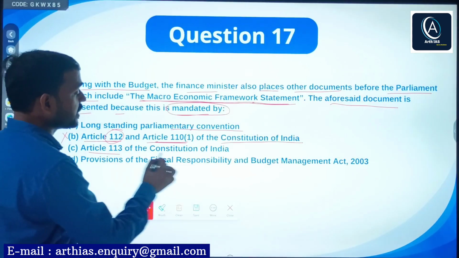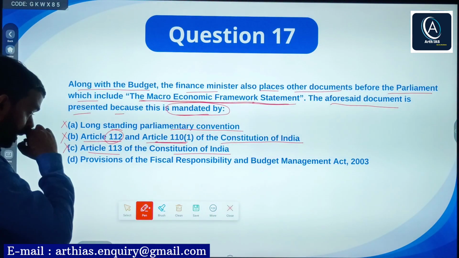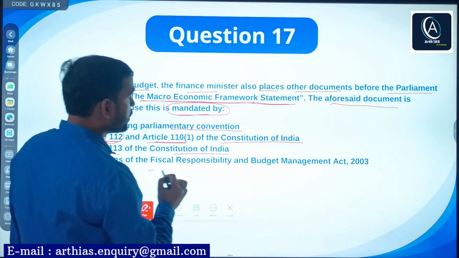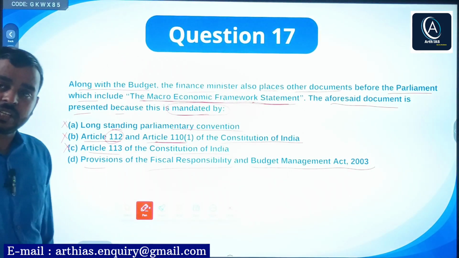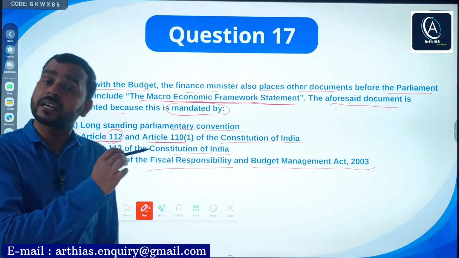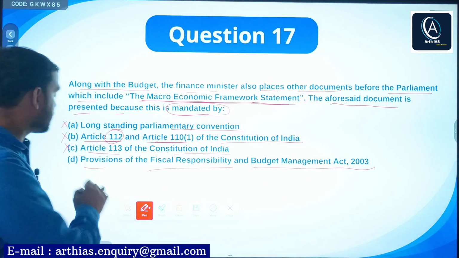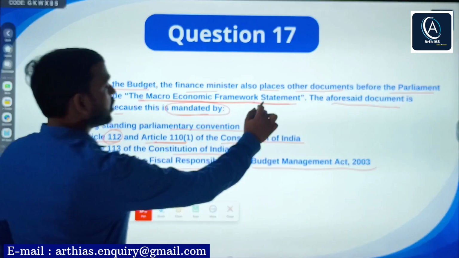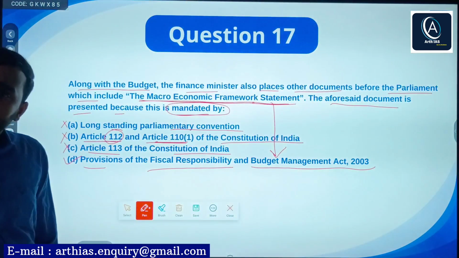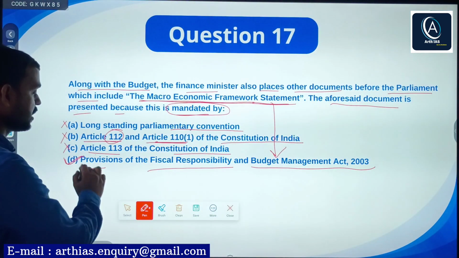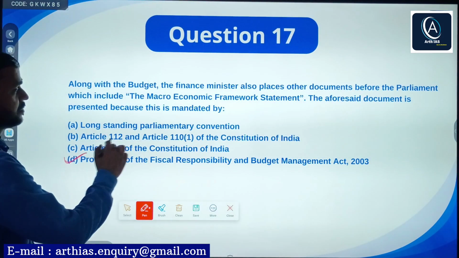Next, article 113 of the Constitution, no. D, provisions of the Fiscal Responsibility and Budget Management Act 2003. In simple, it is known as FRBM Act 2003. So under this act, this statement is presented in the Parliament. So D is the right answer.